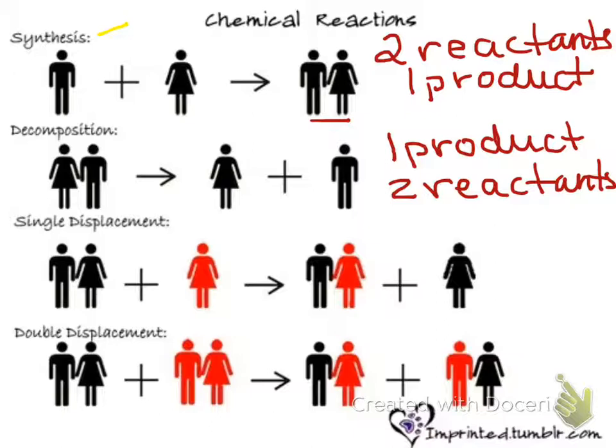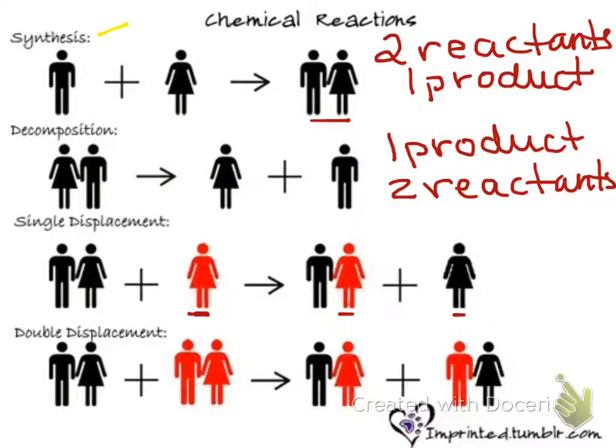The next 2 types, if we just count products and reactants, in a single displacement, we have 1, 2 reactants, 1, 2 products. Same with double displacement. So we've got to do a little bit of thinking and categorizing to differentiate these. So in a single displacement reaction, it's like there are 2 people together, and a third person comes in and takes the place of one. So here we have a girl and a guy. Another girl comes in, takes that girl's place, kicks her out. She ends up alone.